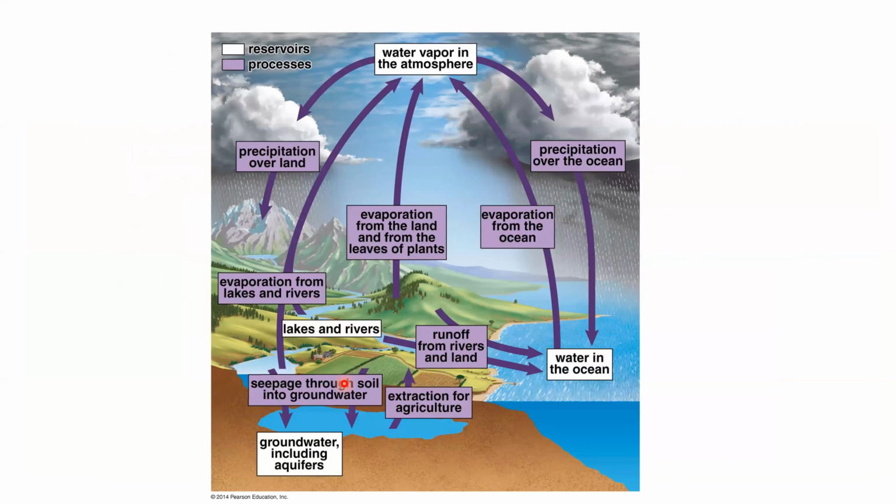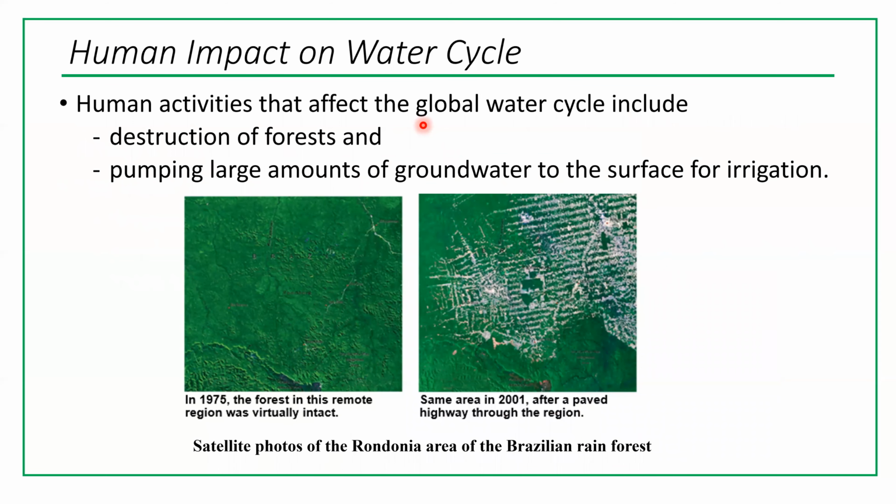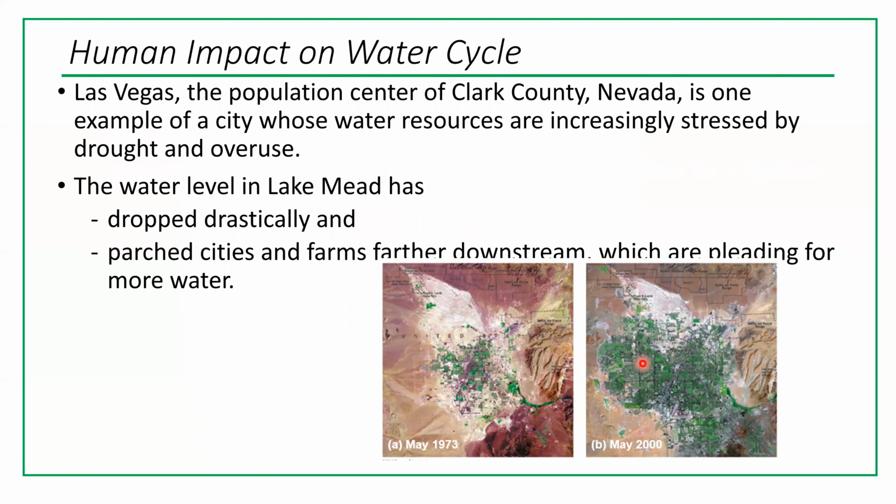So let's go back again, and we'll see how we impact the water cycle: either we destroy the forest, or we pump a large amount of water, and by doing it, we lower the water table, we decrease the amount of underground water, and we get this water from the areas that are now suffering.